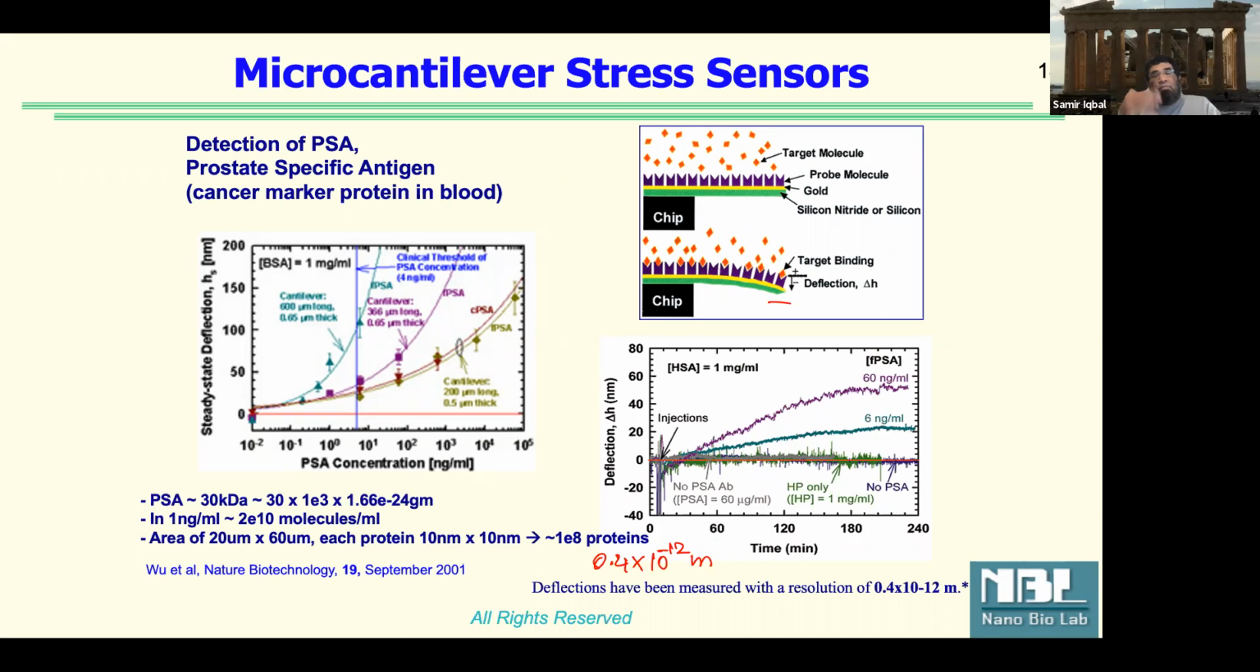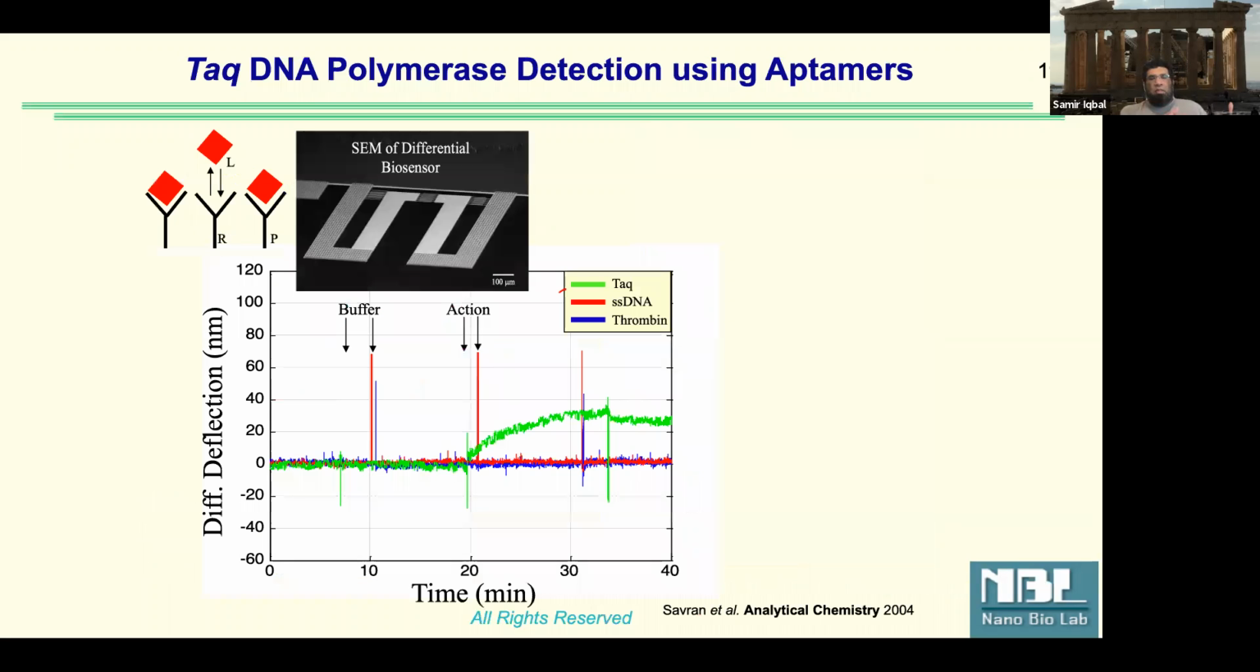Now, if there is a very small change in PSA concentration, we need this kind of sensor. So if you see the left-hand side plot, it shows PSA concentration and the y-axis is showing the deflection in nanometers. Again, introducing a small amount and then seeing the change in the properties of the cantilever, right? So here are a bunch of examples of how we can use these sensors where we functionalize them and look at this.